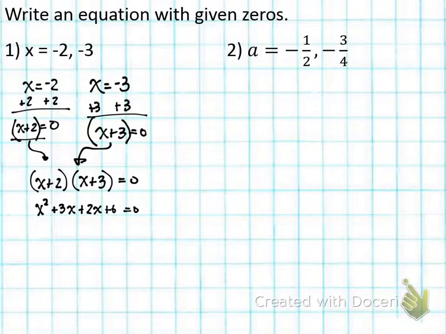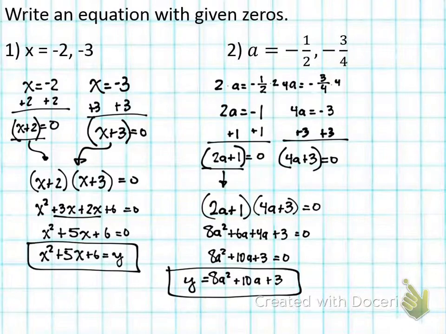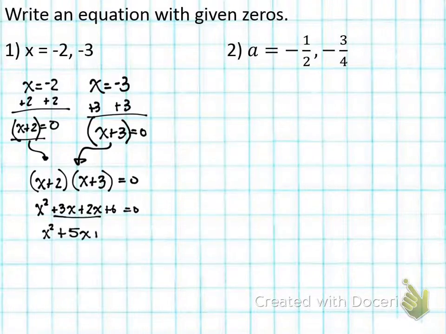Combine like terms, these two right here, 3x plus 2x is 5x, and that's a positive 5x. We got x squared plus 5x plus 6, all equal to 0. And while I'm at it, there's your answer for the second one too. And while I'm at it, I'm going to rewrite this, but I'm going to change my 0 to a y. Okay? That makes sense? So that's number one.